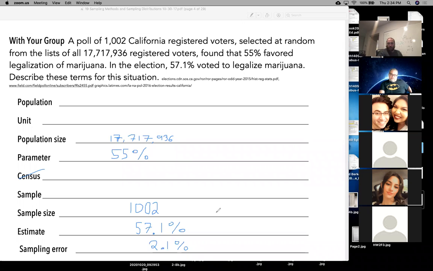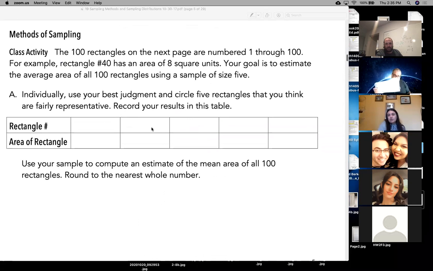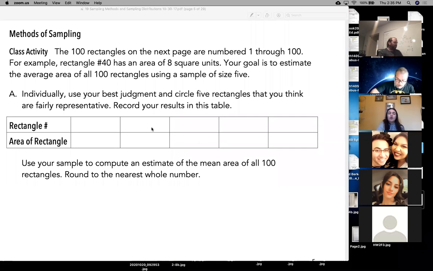So would this be a plus or minus 2.1%? The estimate is bigger, so this is positive. Okay. So it doesn't matter if the sampling error is a percent or a decimal, it's the same thing. Same thing.